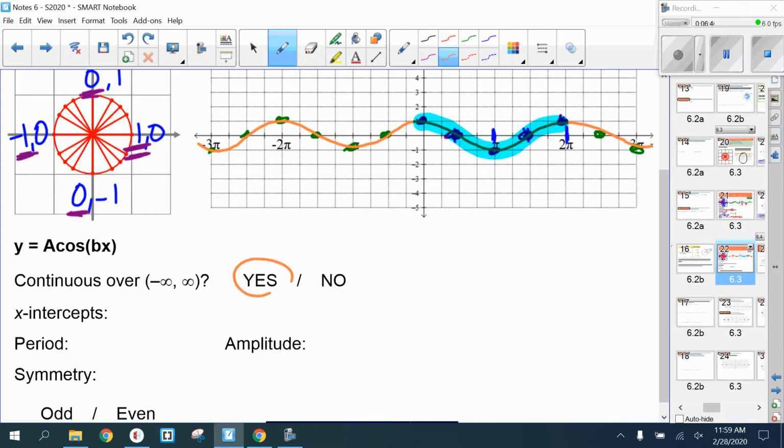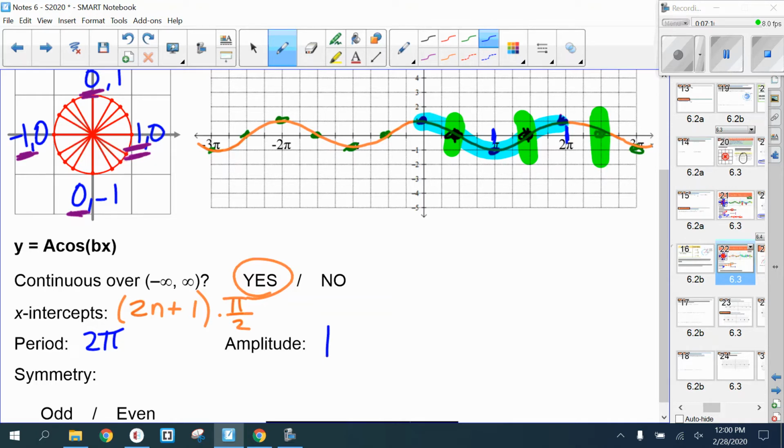But this thing is also continuous. This one has x-intercepts at pi over 2, 3 pi over 2, 5 pi over 2. Basically, those things are odd multiples of pi over 2. We've seen that number before. 2n plus 1 is an odd number, so that just says odd multiples of pi over 2. The period is still 2 pi. The amplitude is still 1.